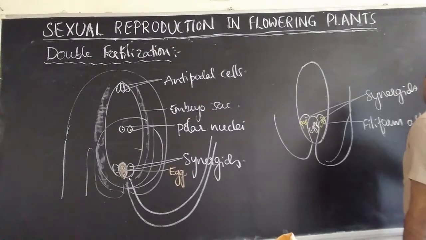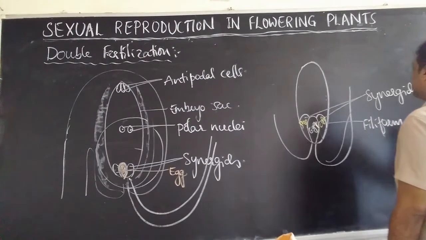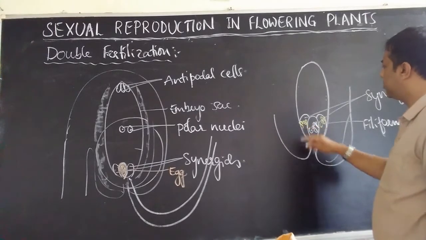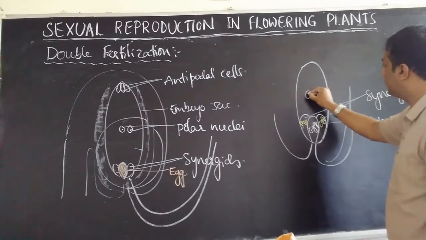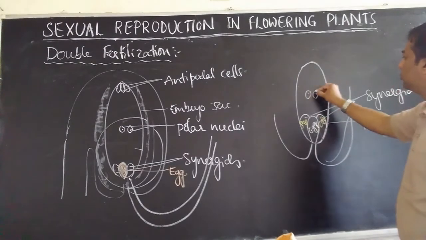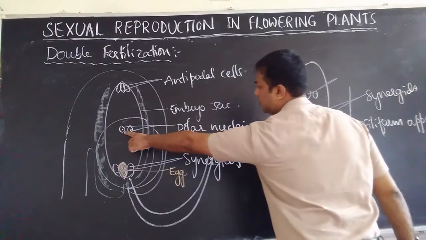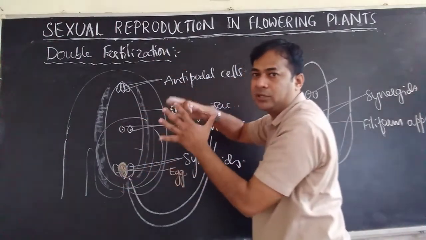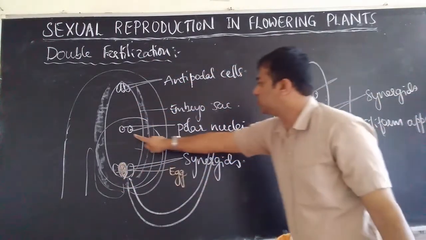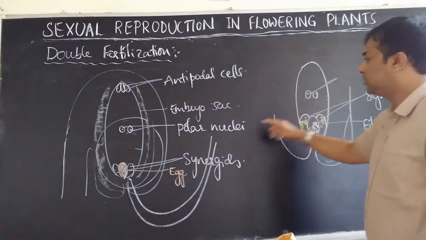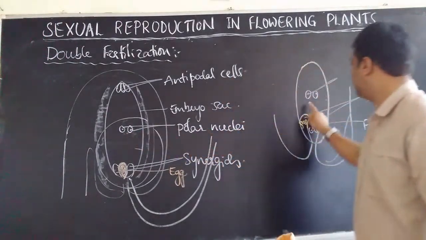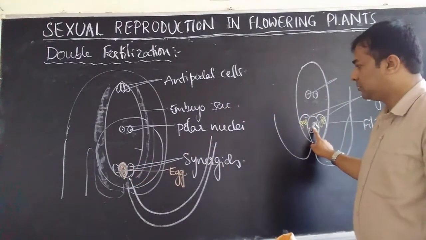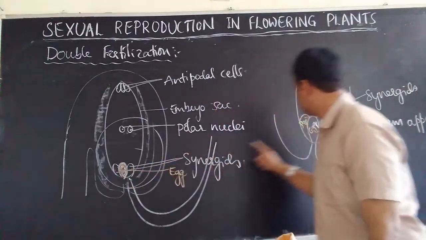Recap. Filiform apparatus. These 2 are synergids. This is the egg and this is the filiform apparatus. Then here there are 2 polar nuclei. Same diagram, enlarged part. So the same 2 synergids here, 2 polar nuclei here, this egg, and these 2 synergids you can see here.